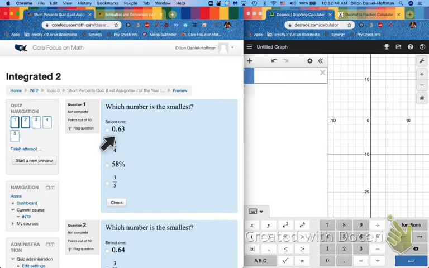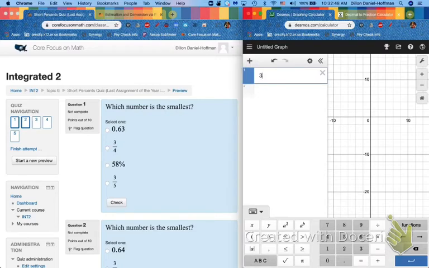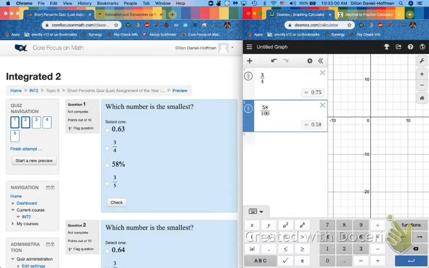0.63 is already a decimal, that's fine, I'm going to leave it. 3/4, I can go over to my calculator and just type that in, 3 divided by 4. It's going to spit out my decimal, 0.75. 58%, to go from a percent to a decimal, I just divide by 100, since percent's always out of 100. And then 3/5 is another fraction that I can just divide.